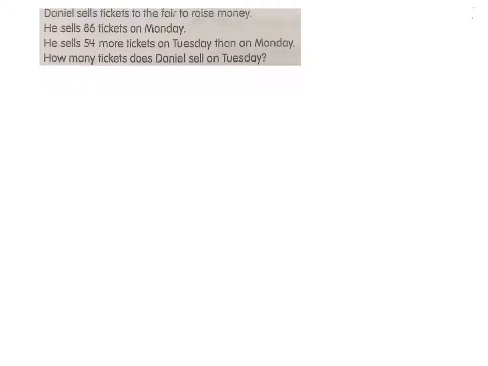The second step is for students to ask themselves what the numbers are associated with. So for example, in this problem, the question is talking about tickets.